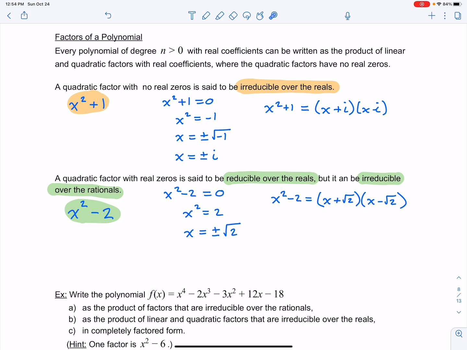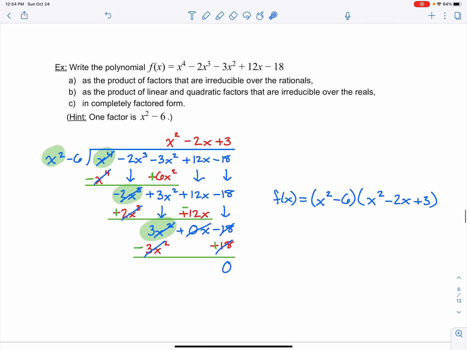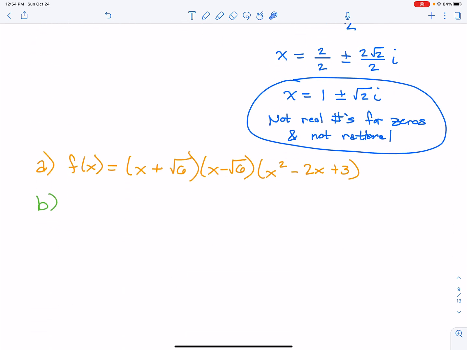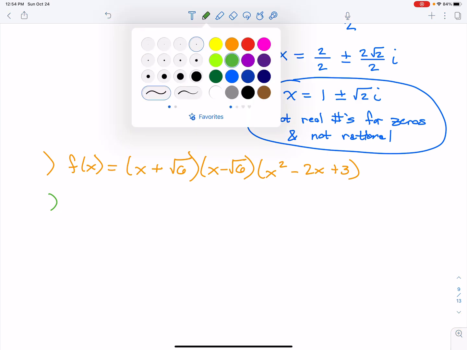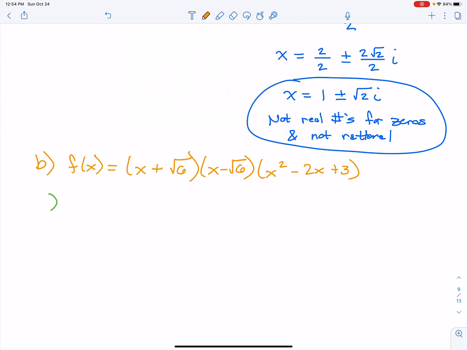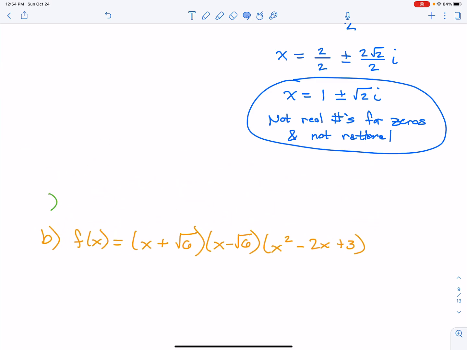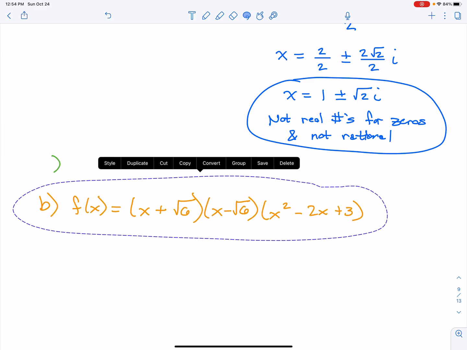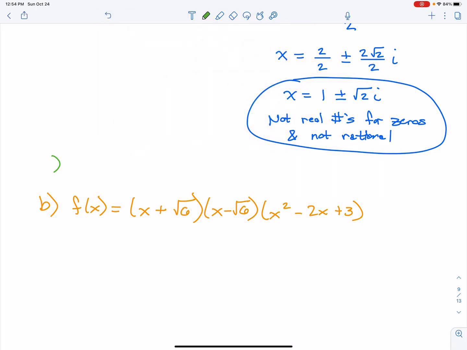I mixed that up. Sorry, what I just wrote are the factors that are irreducible over the reals. So this should be part B. Sometimes we all make mistakes. It's okay. And these definitions are a little hard to understand, and if you're not paying full attention, then as you can see, things happen.